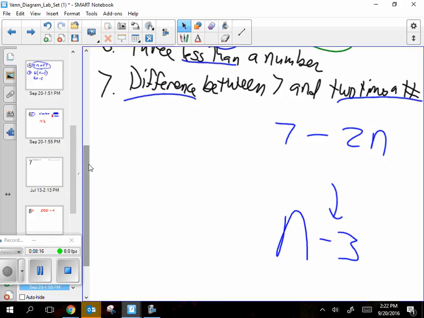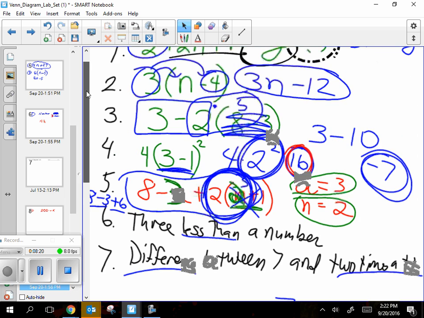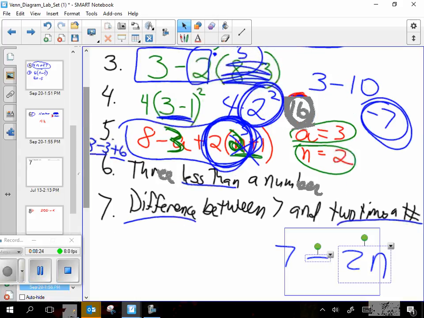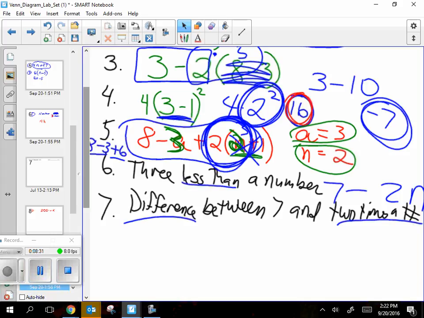Yes, I'll scroll it back up. Yes, you may. The last one is 7 minus 2n. I'll try to drag it up here. It's out of 7. All right, hold on just a second. Let me see that.